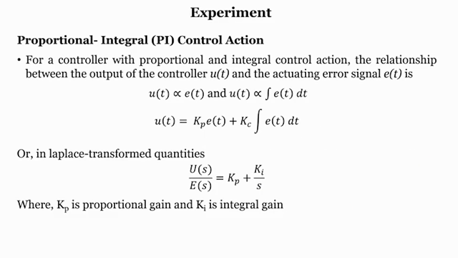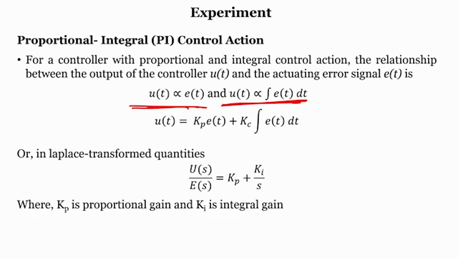Now, when you talk about proportional, how about proportional integral control action? For a controller that has both proportional and integral action, the relation between the controller output u(t) and the actuating error signal e(t) is given as: u(t) is proportional to e(t) and u(t) is proportional to the integration of e(t) dt. So, u(t) equals Kp into e(t) plus Ki into the integration of e(t) dt.